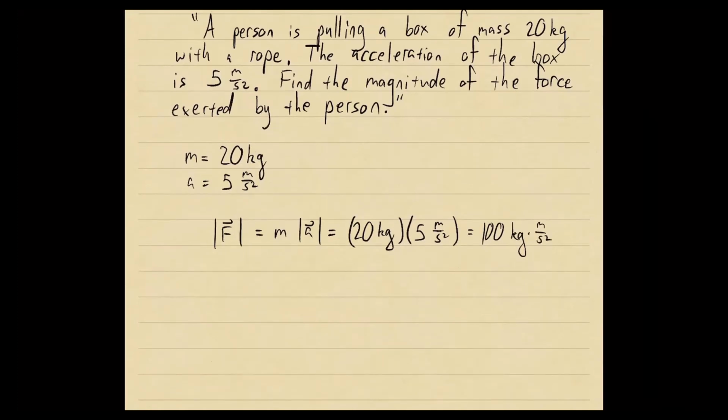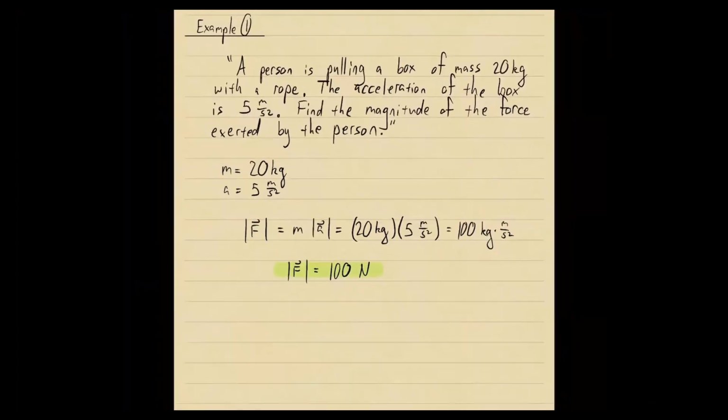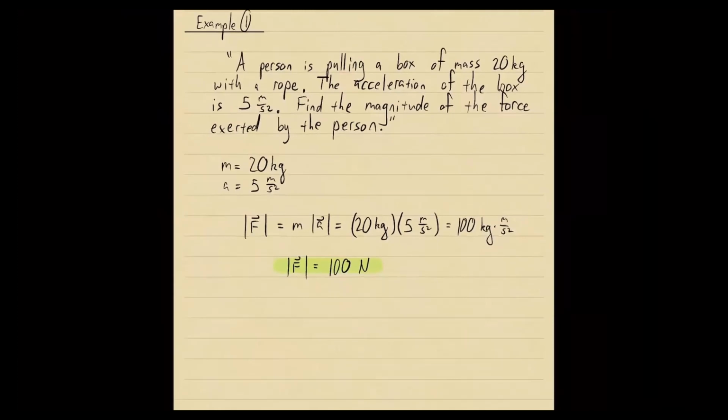And keep in mind that a kilogram times a meter per second squared is equal to 1 Newton. So we say that the magnitude of the force that the man exerts on the box is 100 newtons of force. So that's our first example. Let's look at one more example. This is going to be example 2.